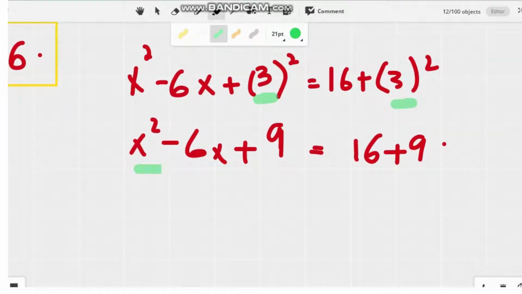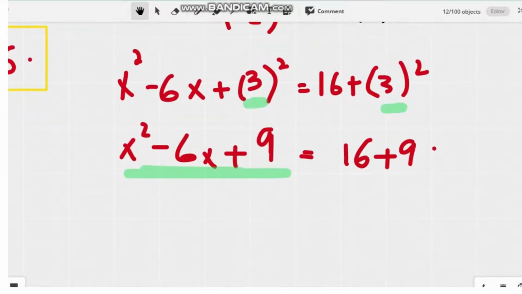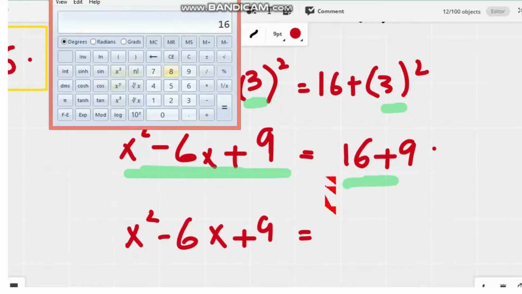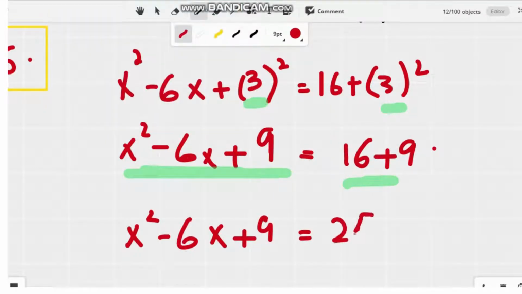You can easily factor this equation, but that's our third step. Right now I have to add this part and then write the next step. So x square minus 6x plus 9 equals to 16 plus 9. When we do that, 16 plus 9, that is 25. So I'm going to write here 25 on the right side.